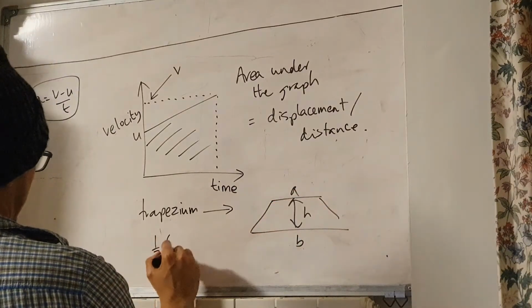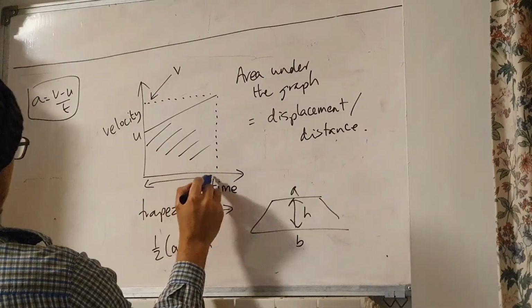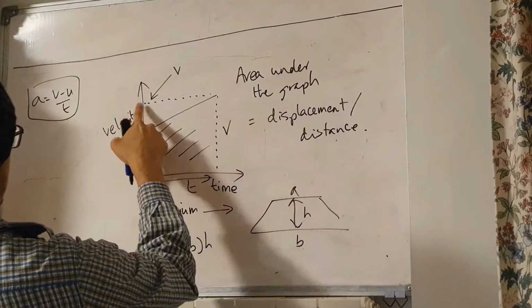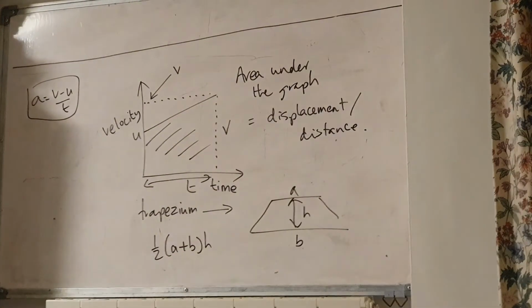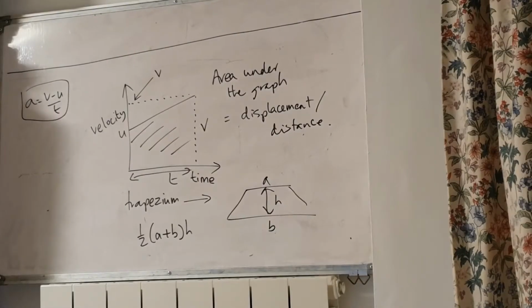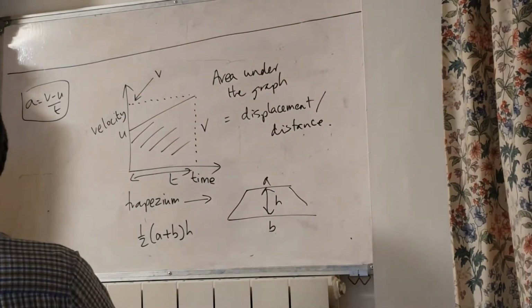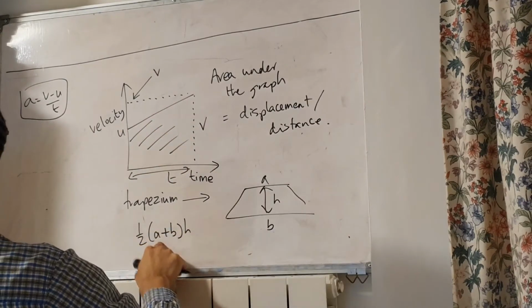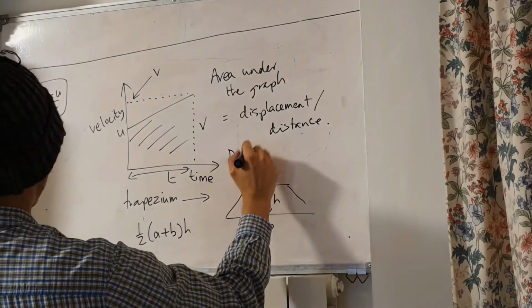So what is the equation for a trapezium? It is half brackets a plus b times h, where a and b are the parallel sides of the trapezium and h is the distance between those two parallel sides. So u and v are the a and b, where u and v are the parallel sides. So a in this case is u, b is v.